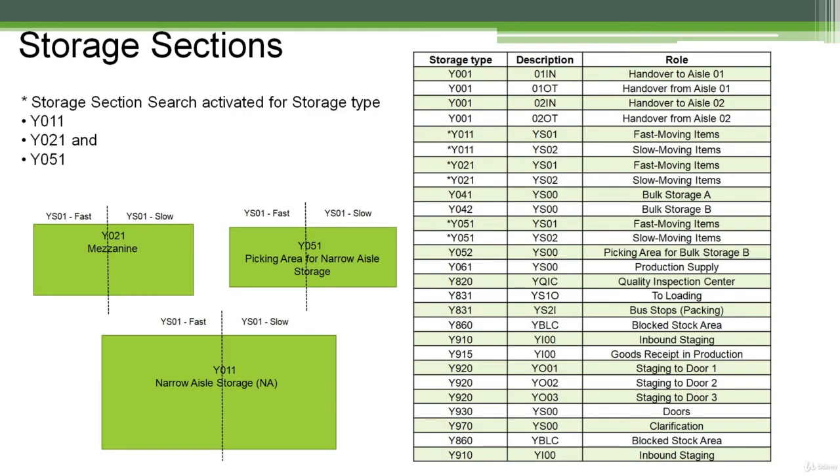Storage sections. Storage types are further divided into storage sections. For our warehouse, we have storage types Y021, Y051, and Y011. They are divided into two storage sections, fast moving section and slow moving section. Here you can also find the list of all the sections that are created in the system. Y021, for example, has storage section YS01 for fast moving and storage section YS02 for slow moving items. Storage type Y001 consists of 4 storage sections, but we do not plan to use storage section search in this area.